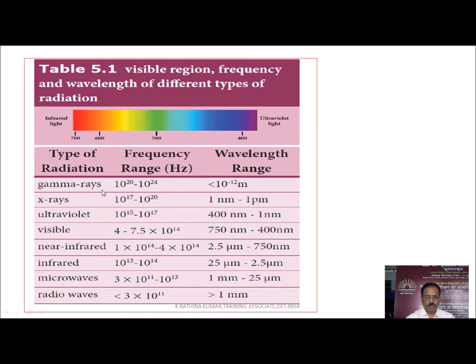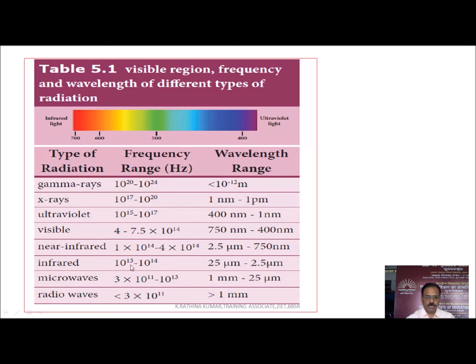Type of radiation: gamma rays, frequency ranges 10 power 20 to 10 power 24, and wavelength less than 10 to the power minus 12 meter. X-rays, 10 power 17 to 10 power 20 frequency, and 1 nanometer to 1 picometer. Ultraviolet, 10 power 15 to 10 power 17, 100 nanometer to 1 nanometer. Visible, 4 to 7.5 times 10 power 14, 750 nanometer to 400 nanometer. This is called visible, that is VIBGYOR we can say. And near infrared, 1 times 10 power 14 to 4 times 10 power 14, 2.5 micrometer to 750 nanometer.